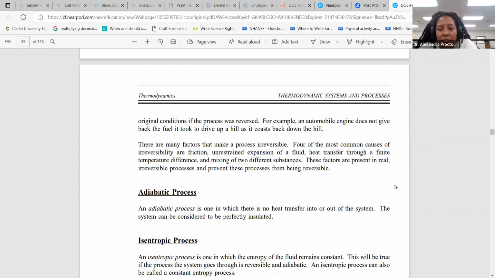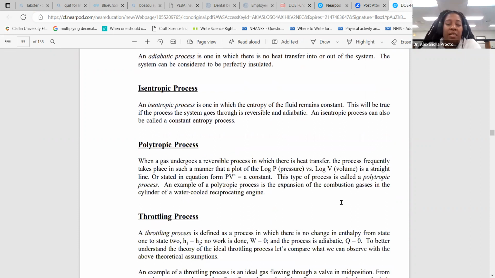The adiabatic process is the one where you have no heat transfer into or out of the system, and the system is considered to be perfectly insulated. Of course, we understand that is a little bit more theoretical than what happens in real life. We don't have perfectly insulated homes. We can get pretty close to really good insulation, but it's just not perfect.